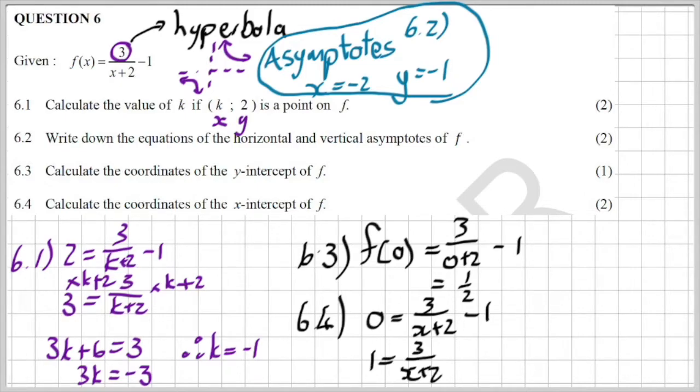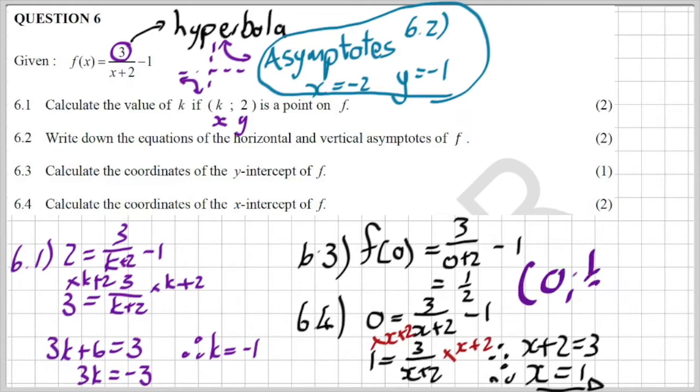So solving for x, like we did in 6.1, I'm going to take that negative 1 to the other side, times straight through by x plus 2, and I've got x plus 2 equal to 3, which gives me x as being 1. So therefore, please get this now, ladies and gents, I have (0, a half) as the y-intercept. I've got (1, 0) as the x-intercept. But I also have the asymptotes. And if I really need it, I've even got a set of coordinates, (negative 1, 2).